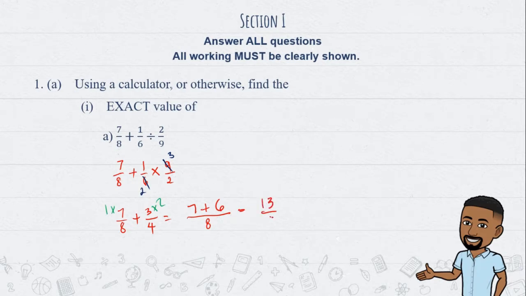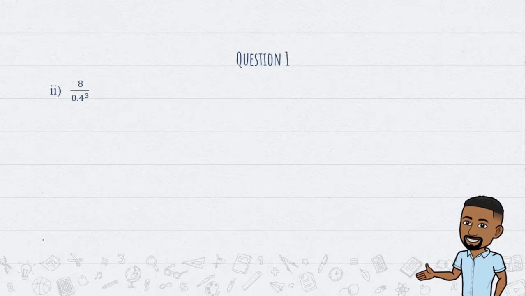And we have 7 plus 6 is 13, so 13 over 8, and we can change this to a mixed fraction. So 8 can go into 13 1 time with a remainder of 5, and we write back our denominator 8. And this is the simplest form of the fraction. So this is our answer, and this question is worth around 2 marks. Moving on to part I.